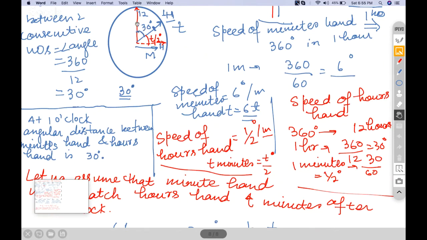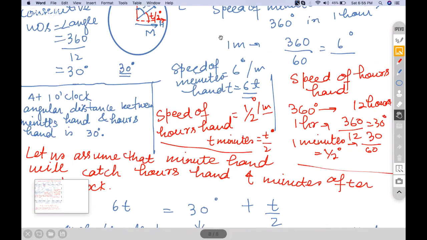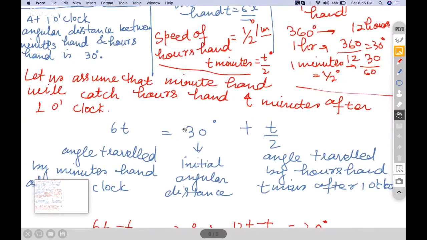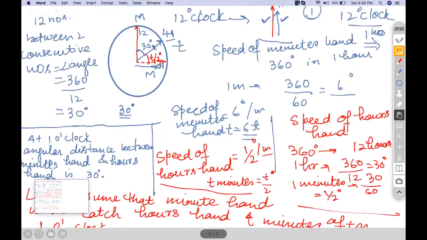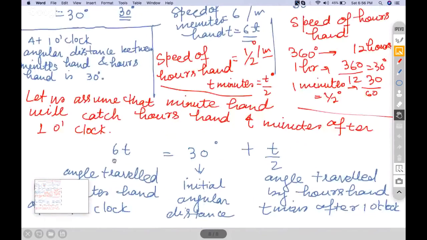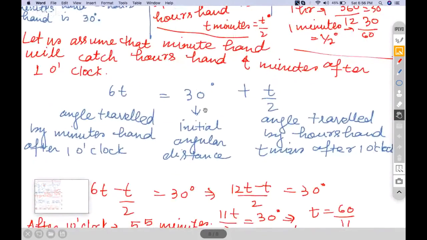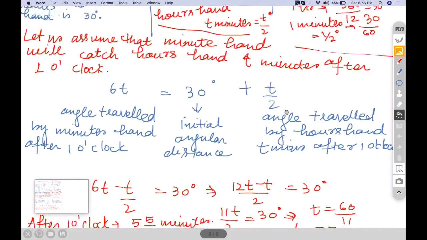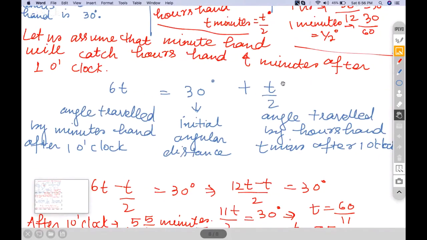So the minute hand is already 30 degrees away, and the hour hand is moving t by 2 degrees further, so the distance comes out to be 30 plus t by 2. If the minute hand has to meet it, it travels 6 degrees per minute, so it will travel 6t degrees in t minutes. So this 6t has to cover the initial distance of 30 degrees, plus t by 2 degrees which the hour hand has traveled after 1 o'clock.